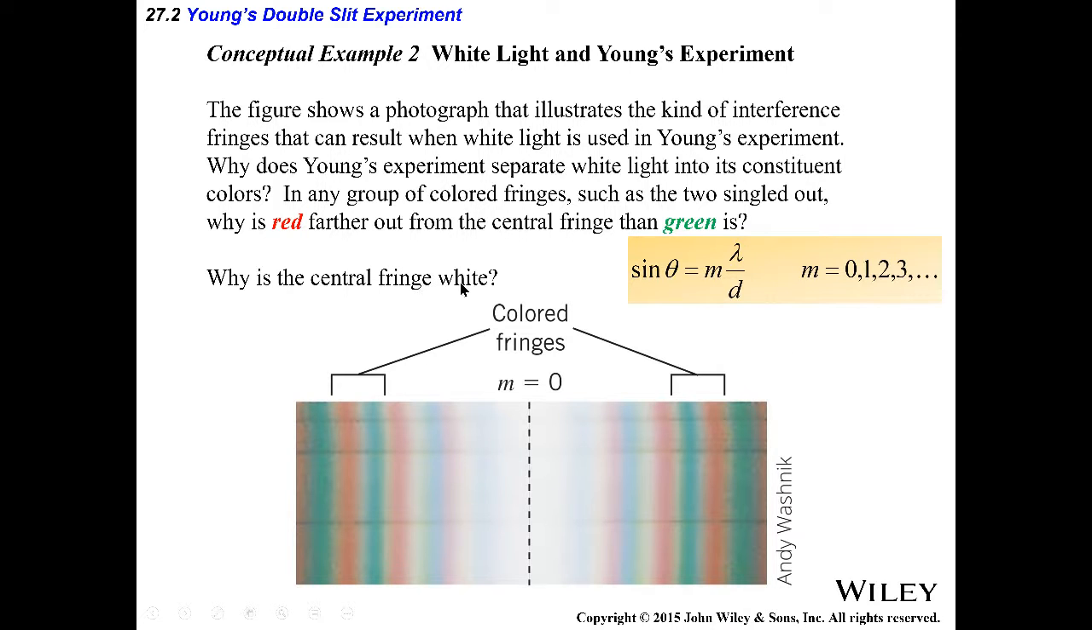Why is the central fringe white? Well, we already answered it. It's white because the bright is right in front of you, and you have the red and the blue and the green and the yellow and all that, and they become white. Well, of course, then this becomes white. So why is the central fringe white? You say, obvious. Even a child can answer that.